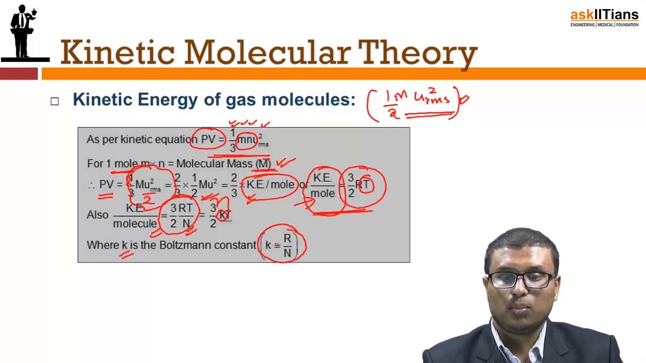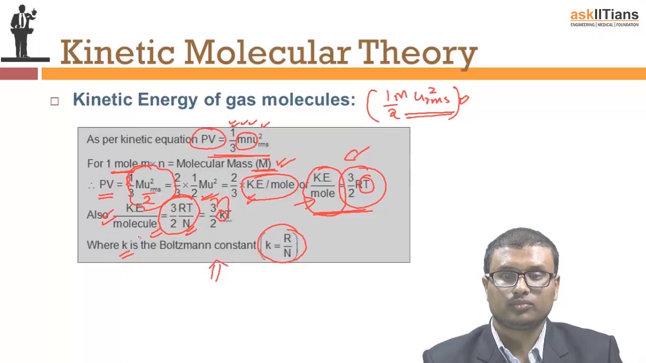So you can see the importance of your URMS, and you have now developed a relationship between your kinetic energy per mole with the help of temperature. So in this slide you can also understand what is Boltzmann constant and how Boltzmann constant is used in determining your kinetic energy per given molecule.